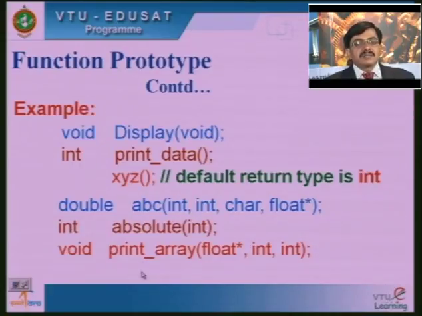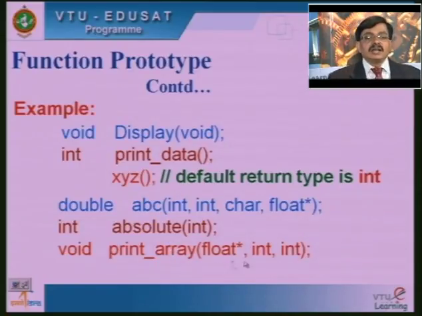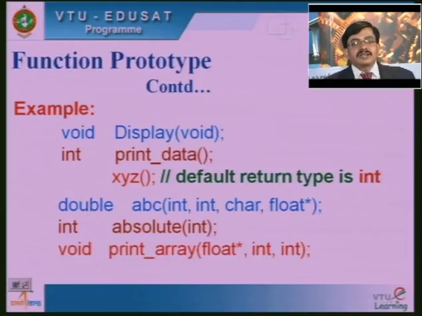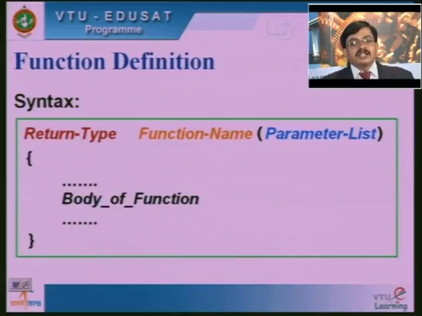And another example is print_array, another name of a function which is taking a pointer to float and 2 integers as arguments. Altogether it is taking 3 parameters. One is pointer to float, the second one is integer, and the third one is also of type integer. These are the parameters that print_array is taking, and the return type of the function print_array is void. Means what? This particular function is not returning any valid data. This is the way we can have the function declarations or the function prototype or the function signature. Next we will see the function definition.